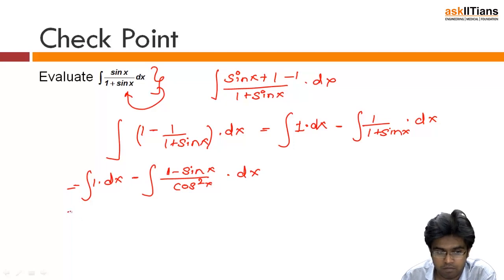I can see the form. Let me simplify it more so that you can see as well. I am again doing the partial fraction. So 1 upon cos square x is actually sec square x, and there is a minus outside, and minus of minus sin x is plus sin x.